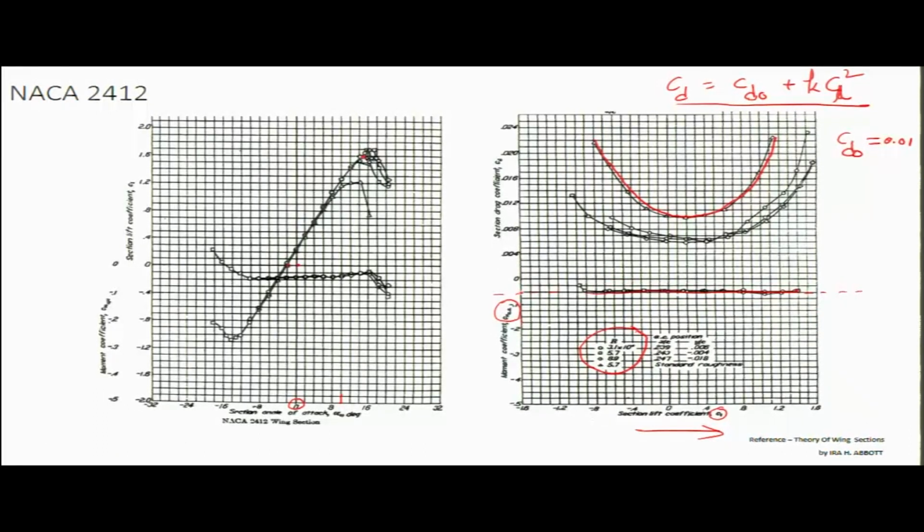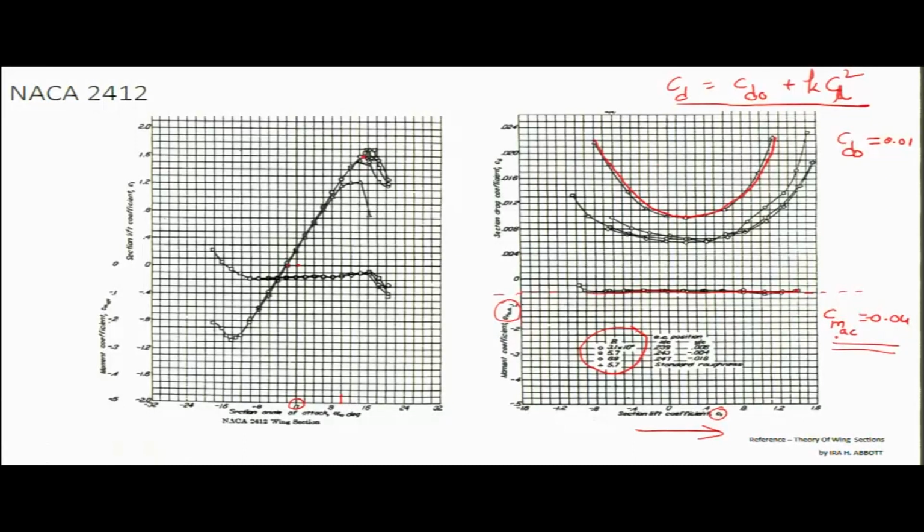So the value of this is about -0.04. So Cm about AC of the aerofoil is -0.04. Please make a correction. It's -0.04, which means it's a positively cambered aerofoil. So for positively cambered aerofoils, the CMAC is negative.